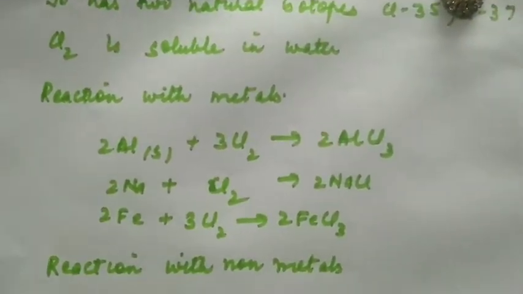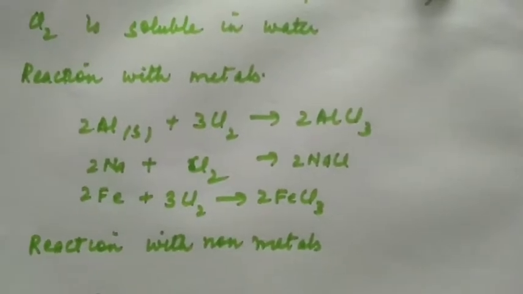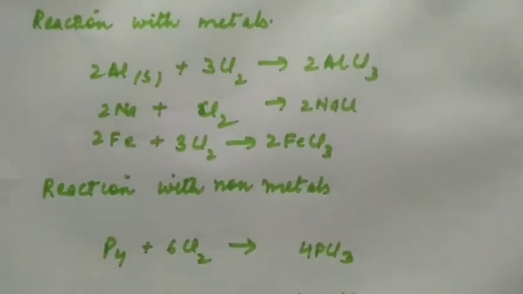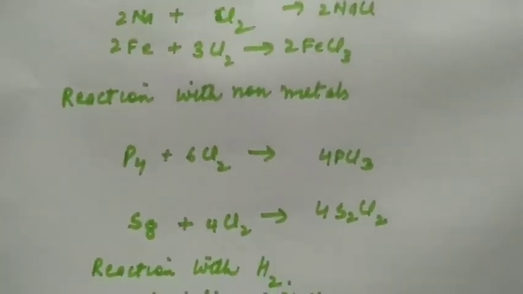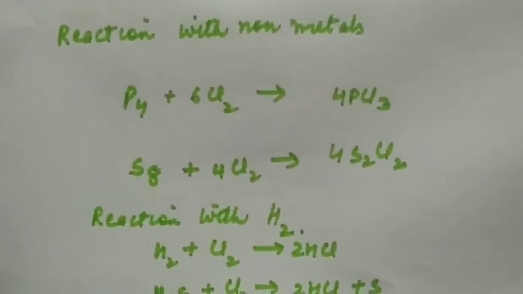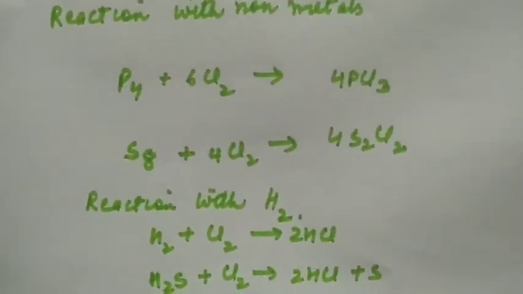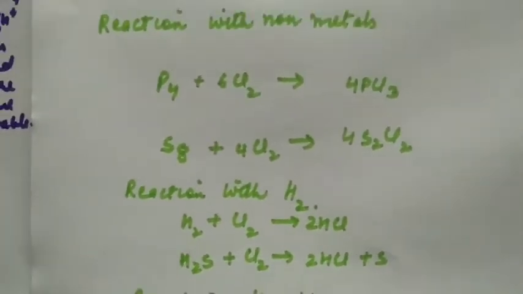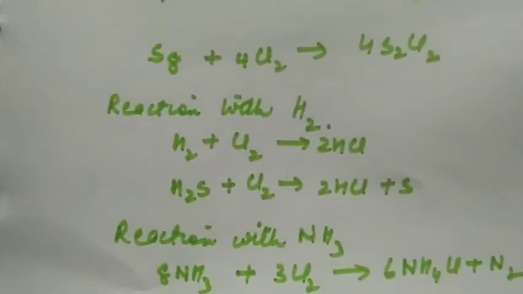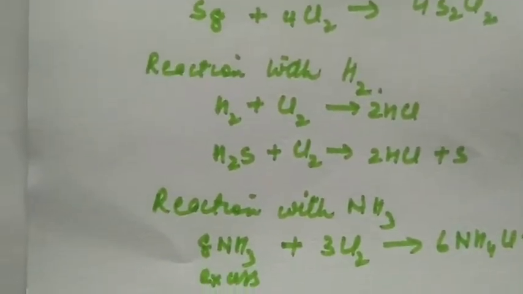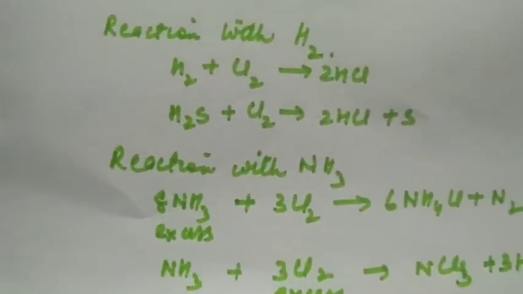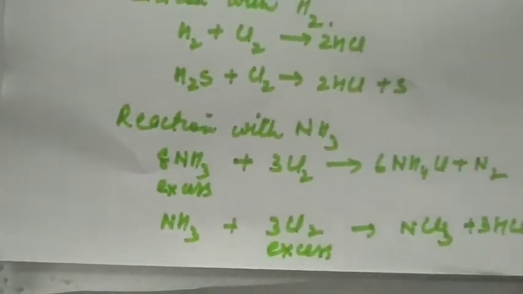It reacts with metals forming respective chlorides. For example, aluminium will form aluminium chloride, sodium will form sodium chloride, and iron will form ferric chloride. It also reacts with non-metals to form their respective chlorides, which are covalent in nature, such as phosphorus trichloride and sulfur monochloride. With hydrogen, chlorine reacts to form hydrogen chloride. With H2S, also chlorine can react to give hydrogen chloride and sulfur will be formed.